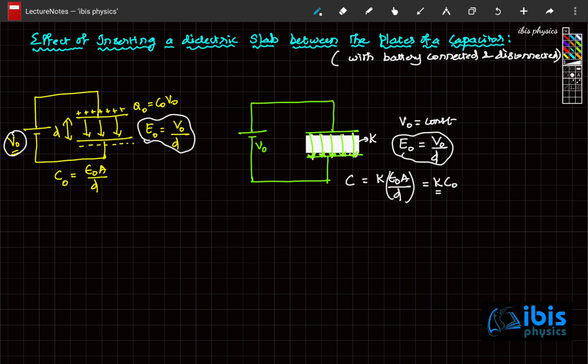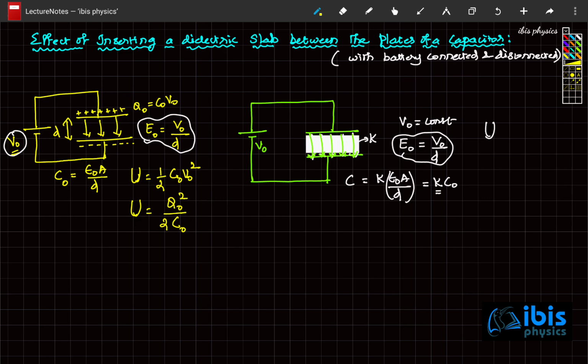And the next one, energy. What is the energy stored in the capacitor? Previously, what is the energy stored? Energy stored is equal to half CV square. Here it is half C0 V0 square. Or energy can also be written as Q square by 2C, so that is Q0 square divided by 2C0. Either way, you can write the energy.